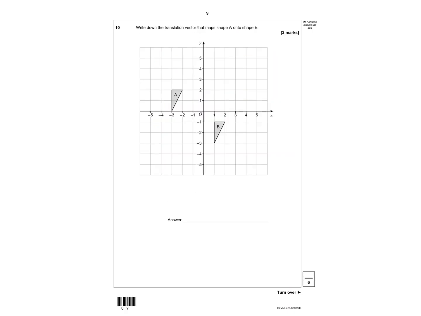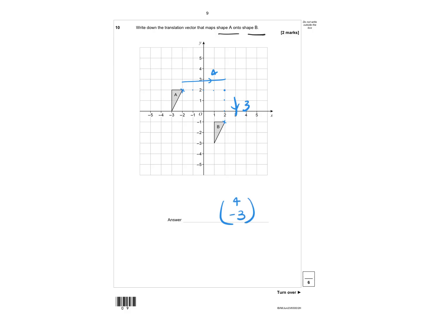Question 10. Write down the translation vector that maps A on to shape B. So if A is moving to B, let's pick this point here and think about how it moves to this point here. So it goes 1, 2, 3, 4 units to the right, and then 1, 2, 3 units down. So that means my vector is (4, -3).